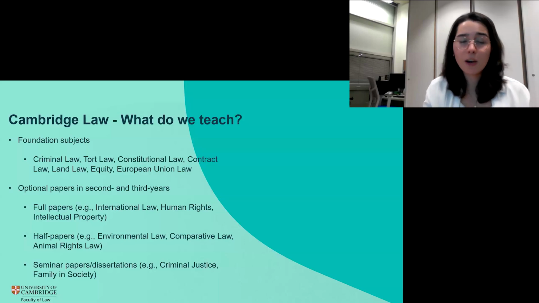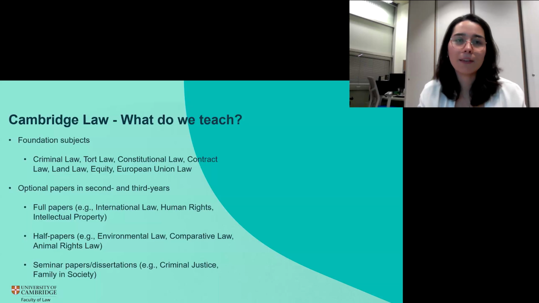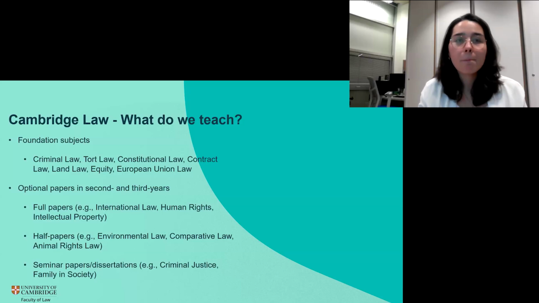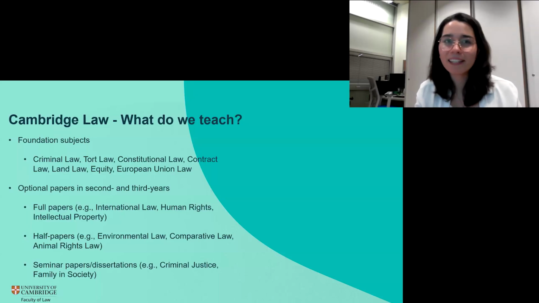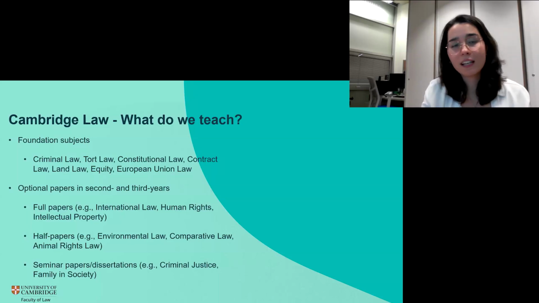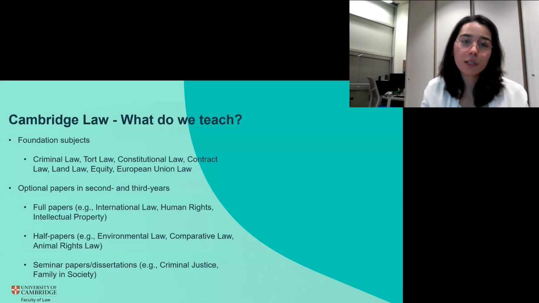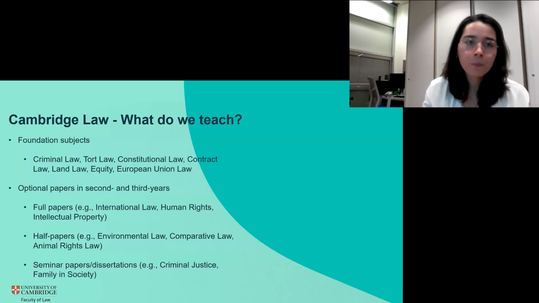So these are subjects that you actually no longer need to take if you want to qualify as a solicitor. You do, however, still need to take them if you want to qualify as a barrister. But most students in law, as in 99.99999%, would take them anyway because they're a fantastic preparation to go into the legal sector. So that's criminal law, tort, constitutional, contract, land, equity, and European Union law.